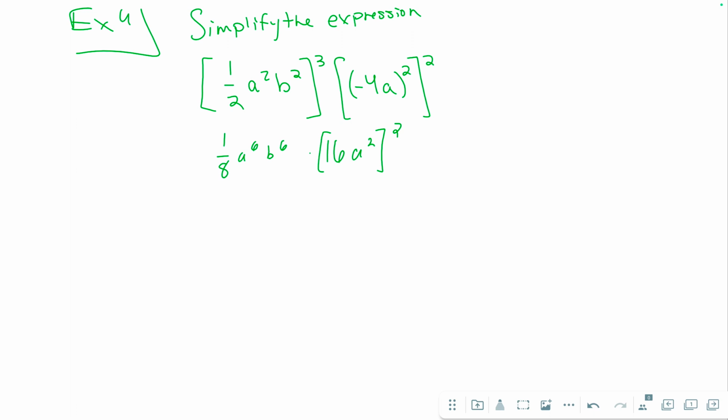32. What is a squared squared? A to the 4th. So what's a to the 4th times a to the 6th? A to the 10th. We're just putting them together, parentheses, and then using the exponent rules that we've learned in this lesson. So this is PEMDAS.